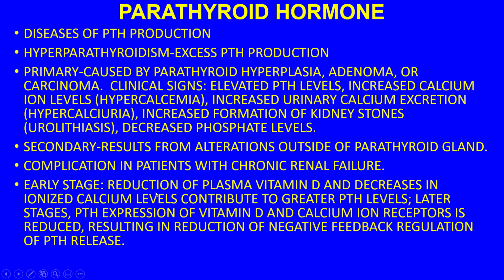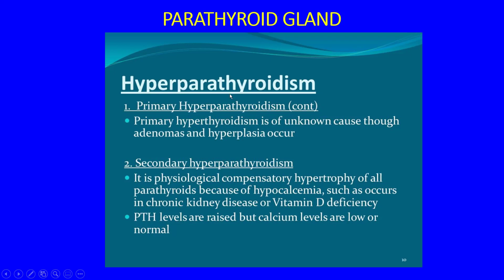Usually what happens is, in the early stage, you have a reduction of plasma vitamin D and decreases in ionized calcium levels. These are going to contribute to greater PTH levels. Later on, in the further stages, PTH expression of vitamin D and calcium ion receptors is reduced. This results in the reduction of the negative feedback regulation of PTH release. So you move from having some control to losing it, as everything begins to lose its influence.